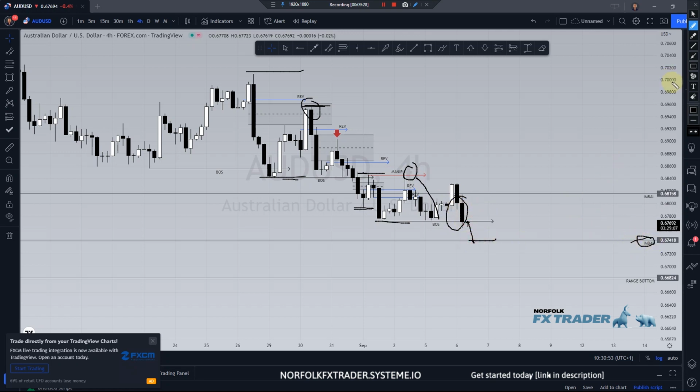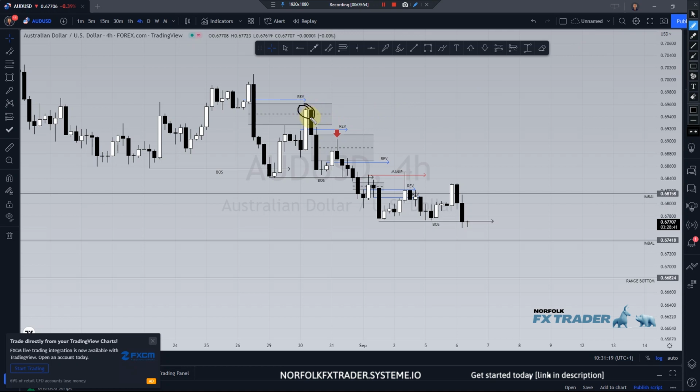That is in fact my final target. My first target was this level. You can see that was hit. We had an entry here on a 30-minute time frame, and there was my first target. So I missed my first initial entry. I'll show you why, where that was. This would have been my first initial entry.